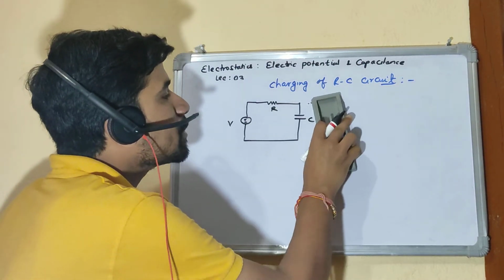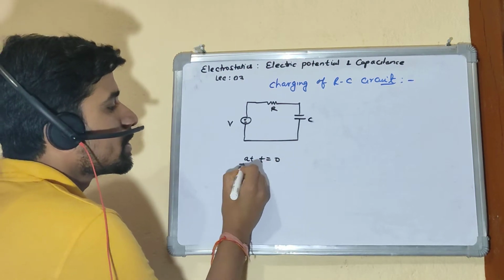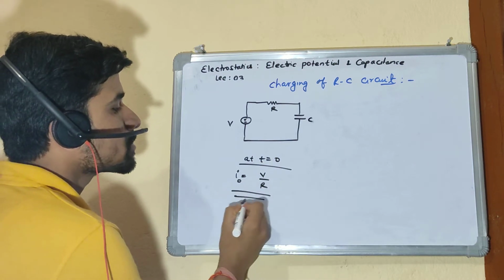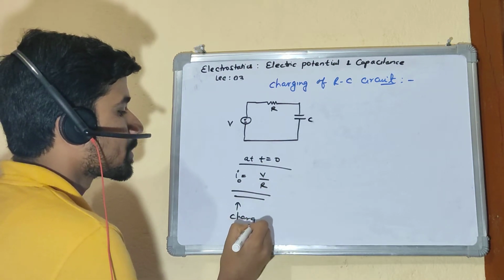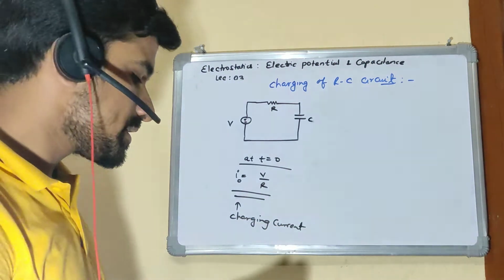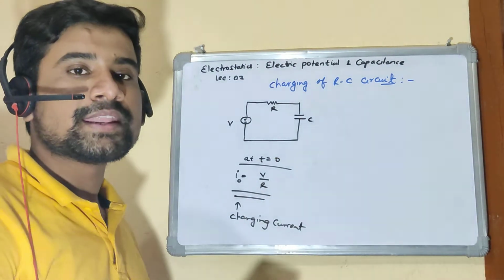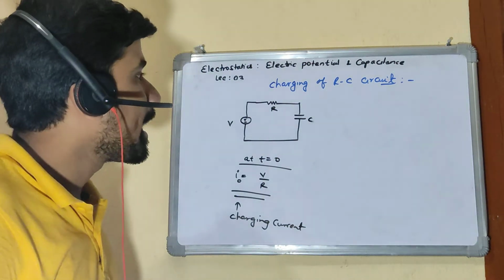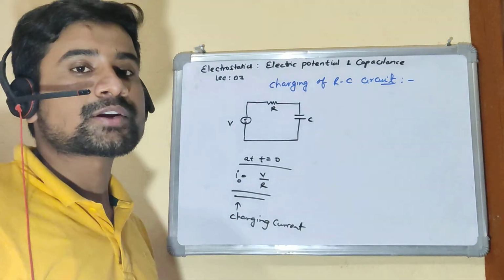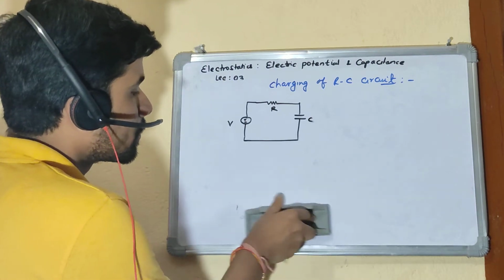If by Ohm's law you calculate the current at time equal to 0 in this circuit, the current will be V by R, which is called I naught, and this current is called the charging current. Using this current, there will be a development of charges and hence energy in the capacitor. We will see how the voltage across the capacitor varies with respect to time during its charging cycle.